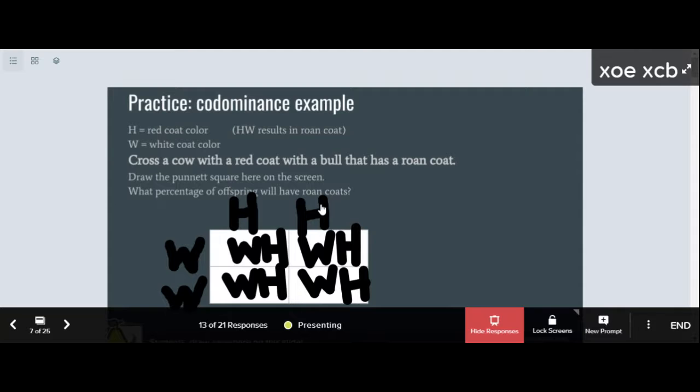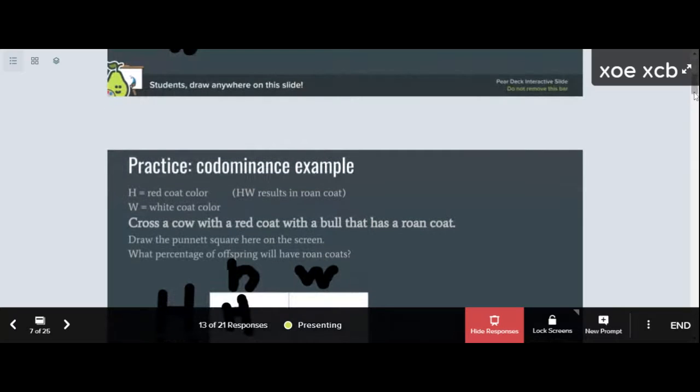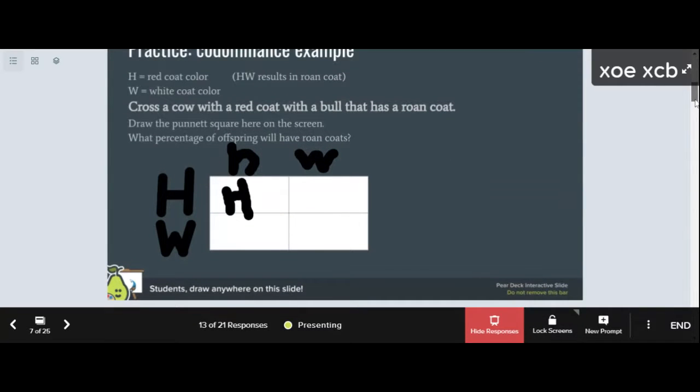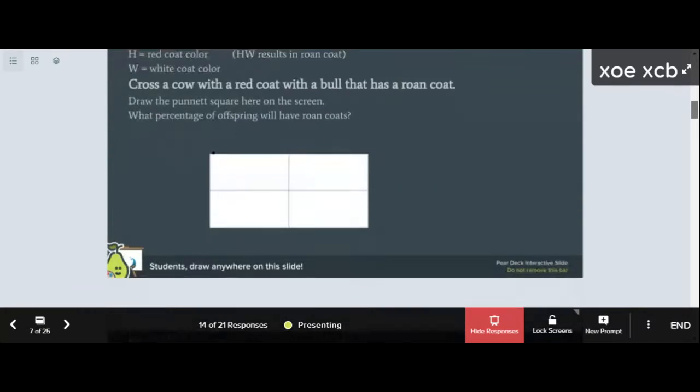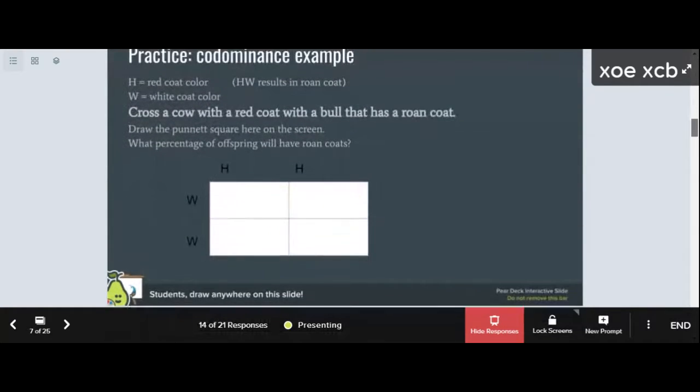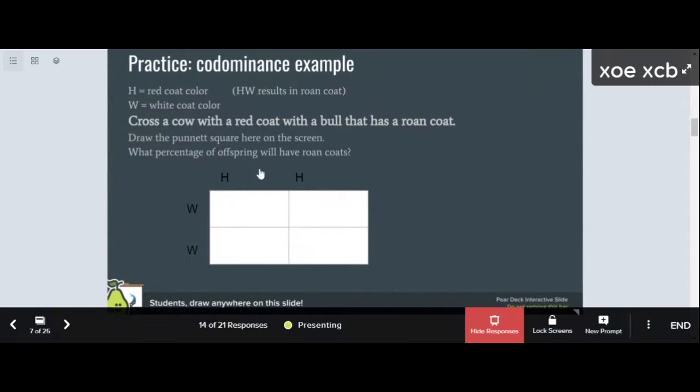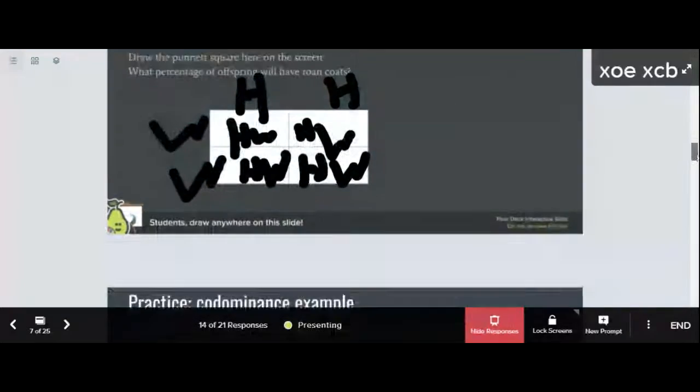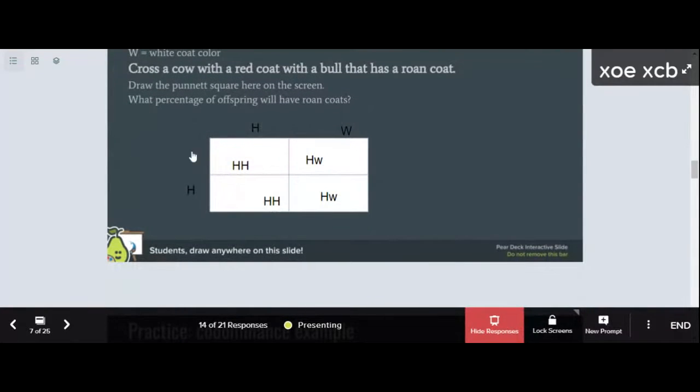Okay. Oh, be careful with this one, because one coat is roan. So the first one has to be no. Remember, draw a red cow. Let me see. Anybody have a champion? No. That's a red coat crossed with a white coat. Remember, you're crossing a cow with red coat and a bull that has a roan coat. Oh, what goes here? I think this person might get it.